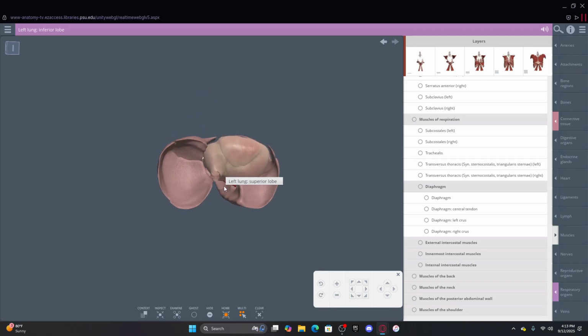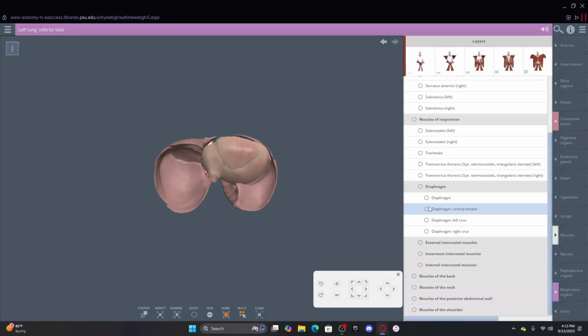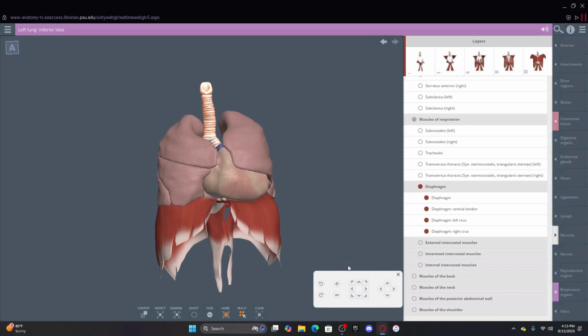Now, if we look at the inferior aspect of our lungs, we see the diaphragmatic surfaces on the right and left lung. It's called the diaphragmatic surface because those aspects of the lung rest directly on the diaphragm.